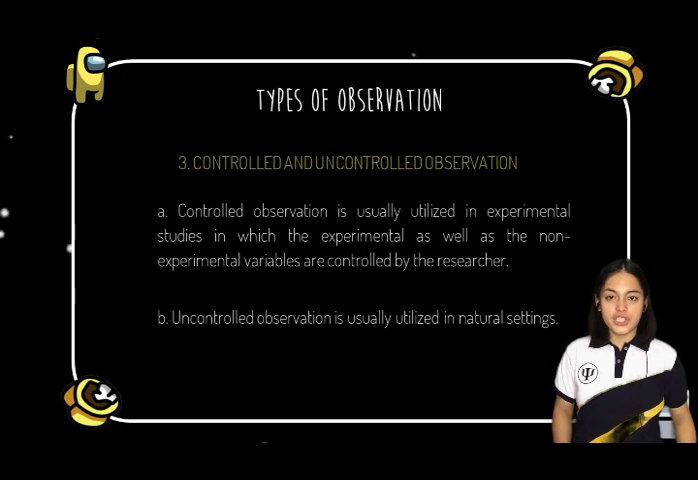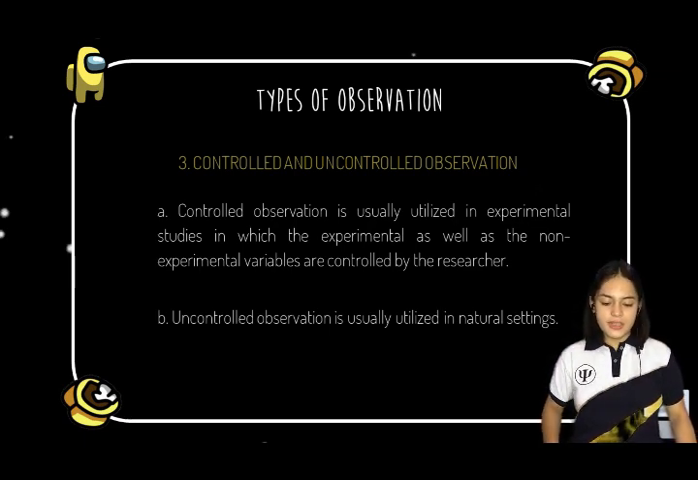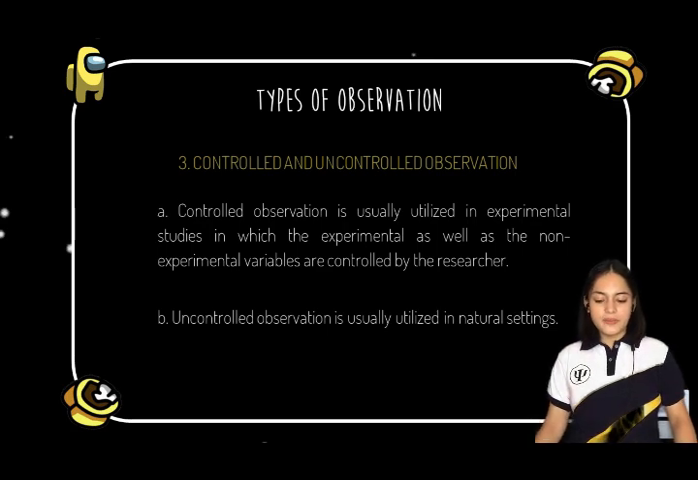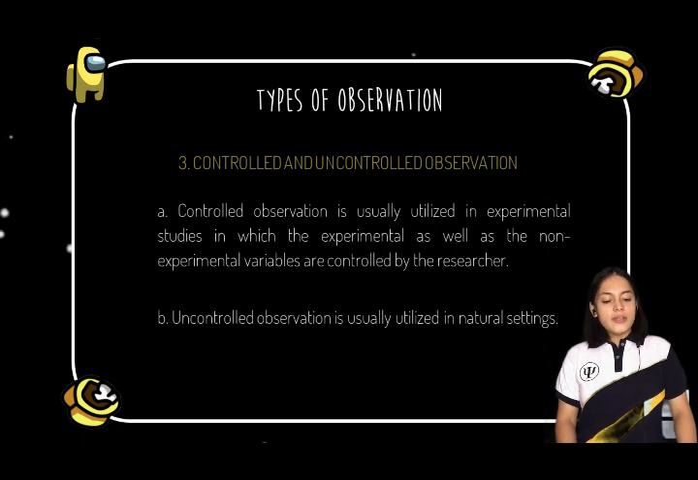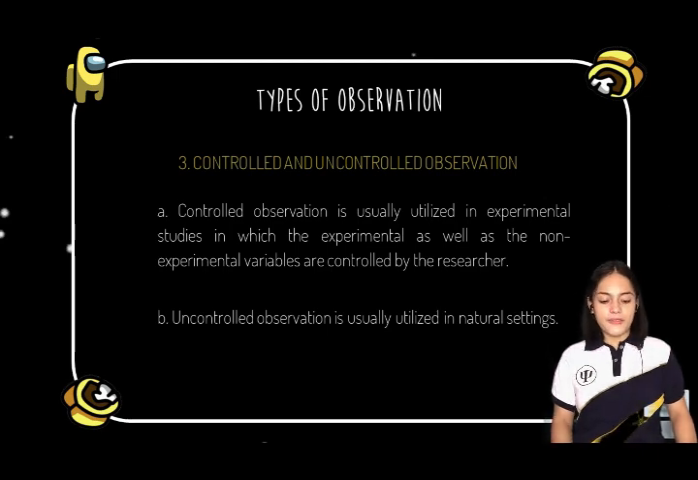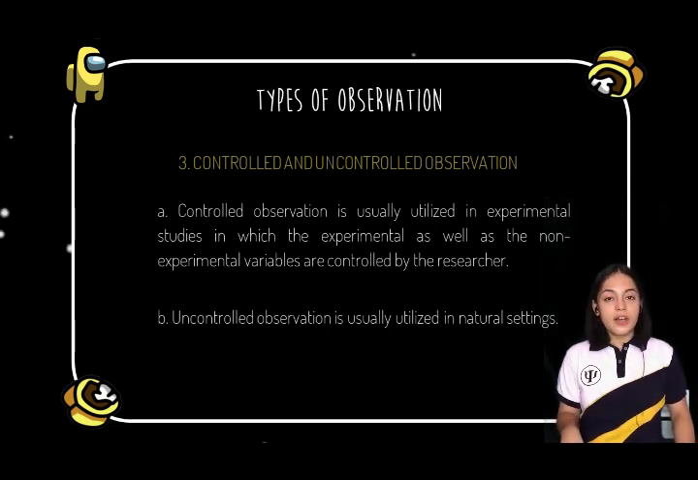The last type of observation is controlled and uncontrolled observation. Controlled observation is usually utilized in experimental studies in which the experimental as well as non-experimental variables are controlled by the researcher. So both are controlled by the researcher. The experimental variable is manipulated by the experimenter for it to produce an effect or a behavior upon the dependent variable, while the non-experimental variables are kept constant. They will not be manipulated by the researcher or are equal in all aspects, so that if any change may occur, it is attributable only to the independent variable.